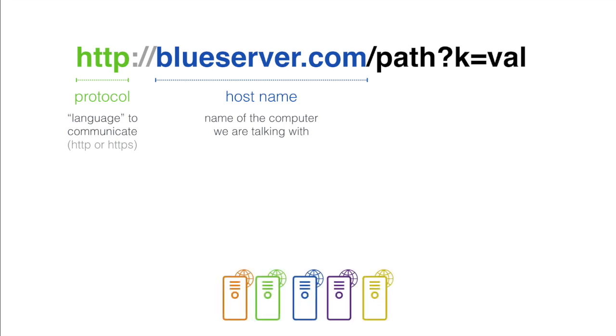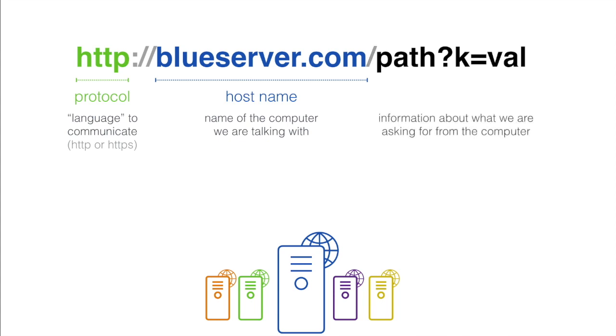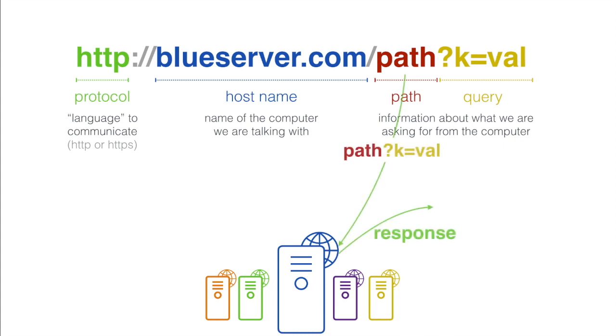So what this means is that there are a bunch of servers that we could communicate with, and this is the name of the specific one that we want to talk to. Then we have a slash, and after that comes information about what we're asking for from this computer. And this has multiple parts. There's the path, which is like the directory that we're asking for information from. And then there's sometimes a query string, which contains key-value pairs. So the path and the query string go down to the server, and it lets the server know what we're asking for, and the server will respond, hopefully with the data that we want.